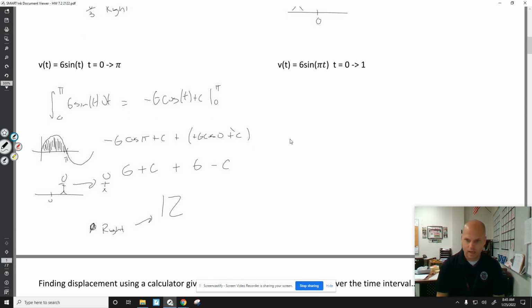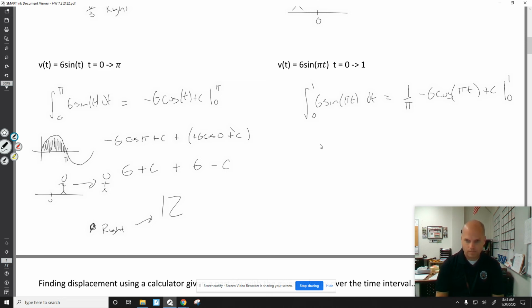If it's 6 sine pi t, just be careful when you take the antiderivative to get your position function. You got to remember lesson 2 from last unit. We got the negative 6 cosine. That's the antiderivative of the outside, but we need to undo the derivative of the inside. I need like a 1 over pi. And that's the position function. Find the change of it between 1 and 0.